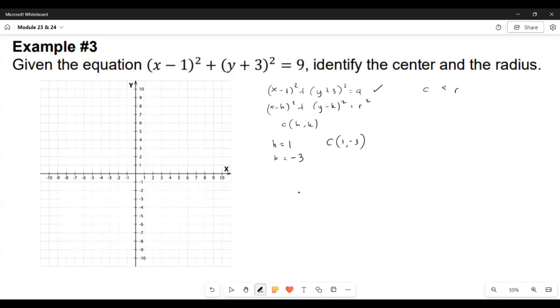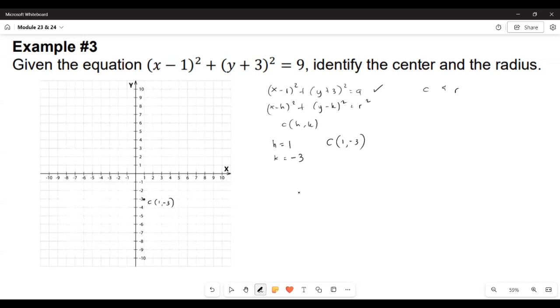So i-plot na natin dito sa ating Cartesian plane or coordinate plane para mamaya i-drawing na lang natin siya. So 1 is nandito and then pababa, andito yung center natin. Center is (1, −3). So ang kulang pa natin is ating radius. Okay, so paano natin makukuha?